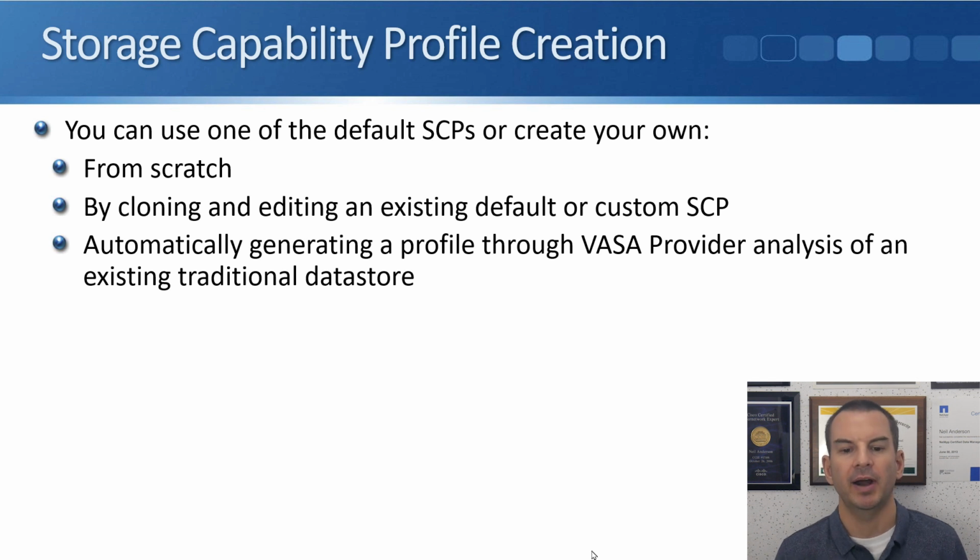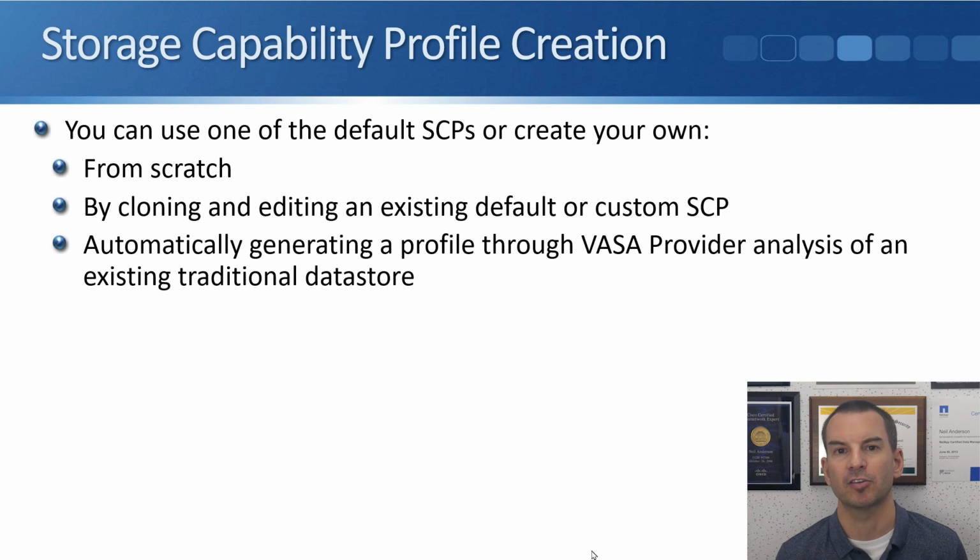You can also automatically generate a profile through VASA provider analysis of an existing traditional data store. So maybe you'd already configured traditional data stores. You saw how to do that earlier in this section, and you didn't have VSC installed in vSphere yet. And then later you install VSC and you want to start using storage capability profiles. You've also got the VASA provider enabled as well. But when you got to that point, you can use the VASA provider to scan the capabilities of your existing data stores, and it will automatically generate a storage capability profile based on that.